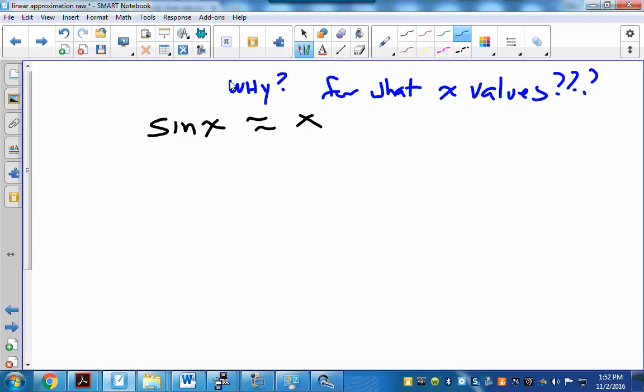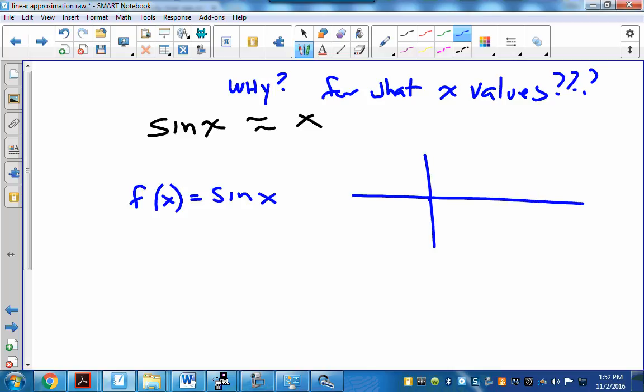Well, here's my function. F of x is the sine of x. Here's the picture. You know what it looks like. Let's pick a point on the curve. Well, there. You could choose a point somewhere over here, but if I draw a tangent line there, that's obviously just a horizontal line, y equals 1. Give me a point on the curve.